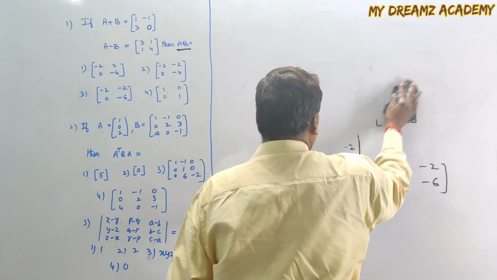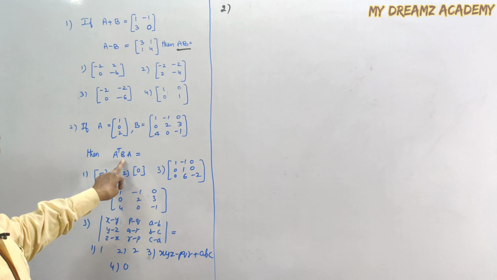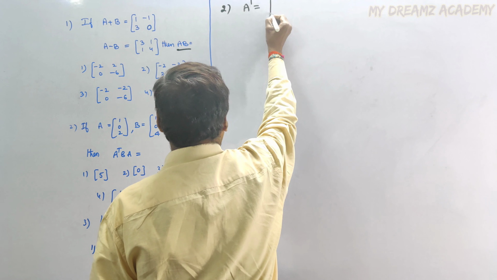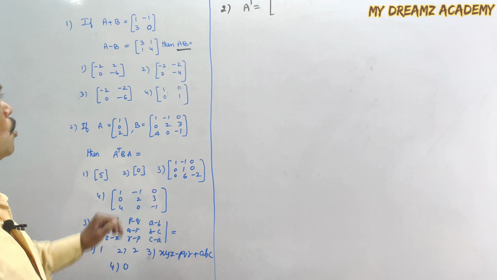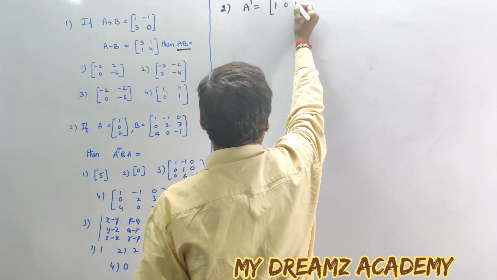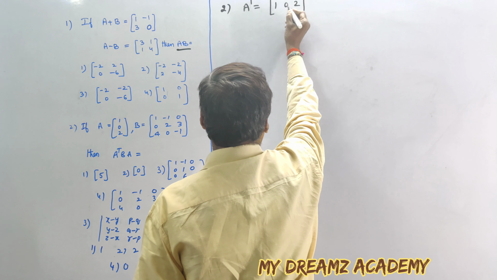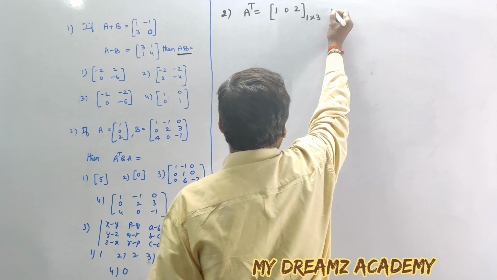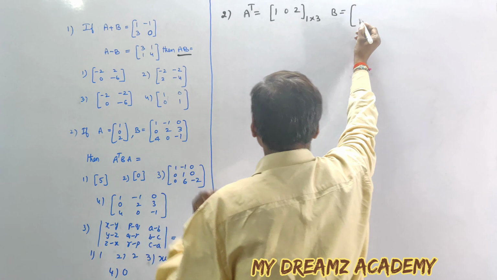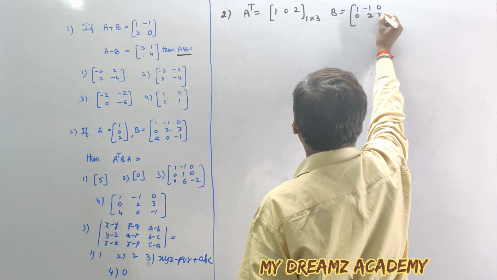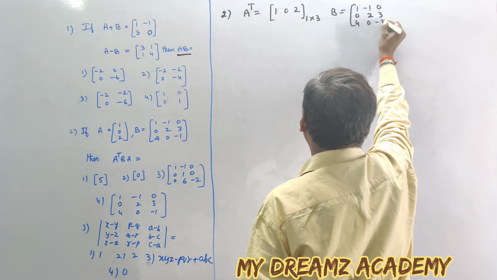See the second problem in the given paper. Second problem is A is given, B is given, A transpose into BA. Now A transpose, what is A transpose? A is given 1 0 2, therefore transpose. Column you write in the row, 1 0 2, which is 1 2 3. 1 row 1 column, 2 columns 3 columns, 1 row 3 column. What is B? B is given [[1, -1, 0], [0, 2, 3], [4, 0, -1]].